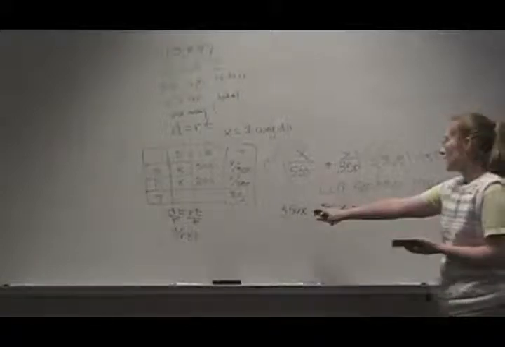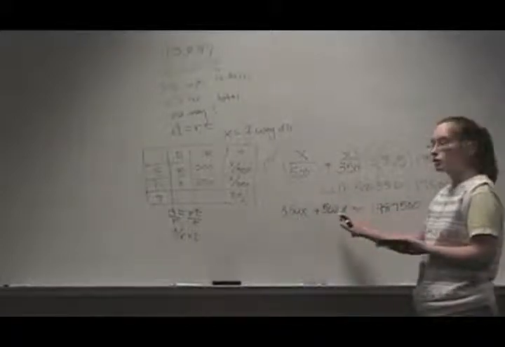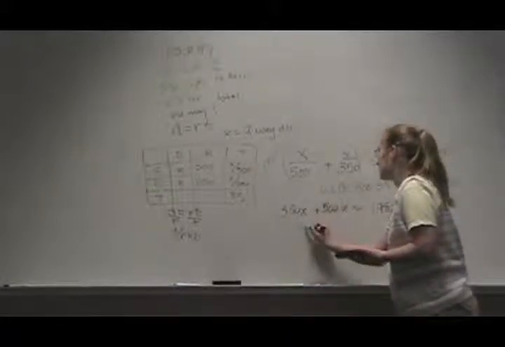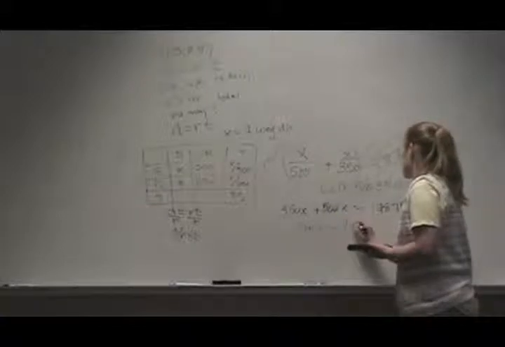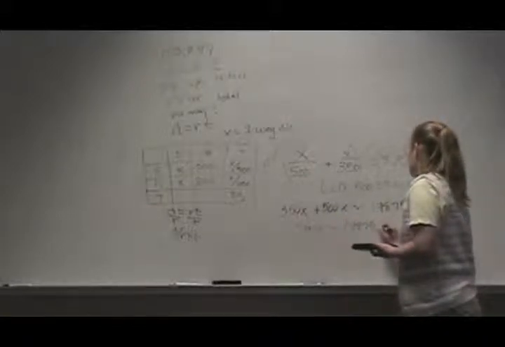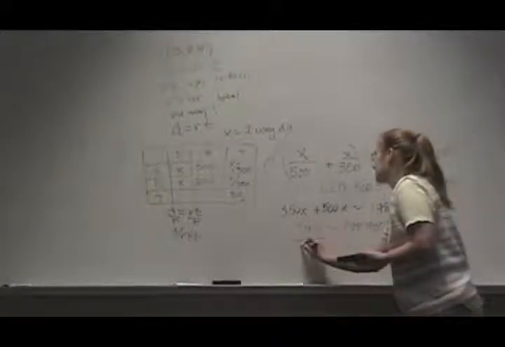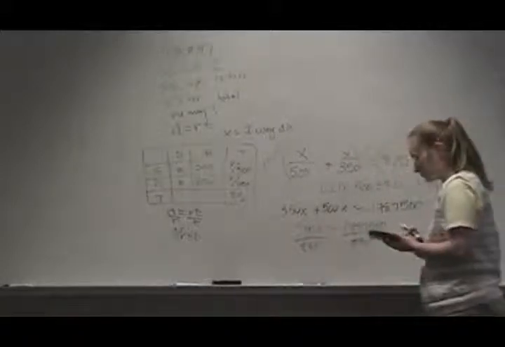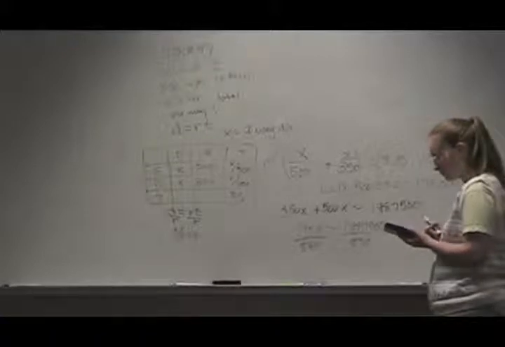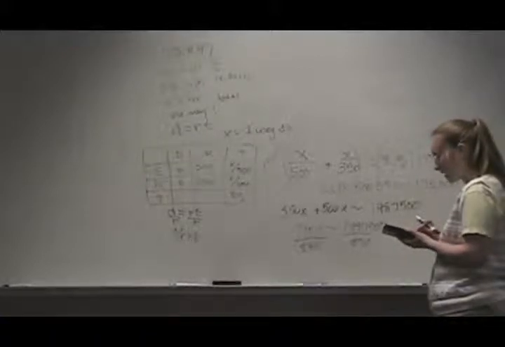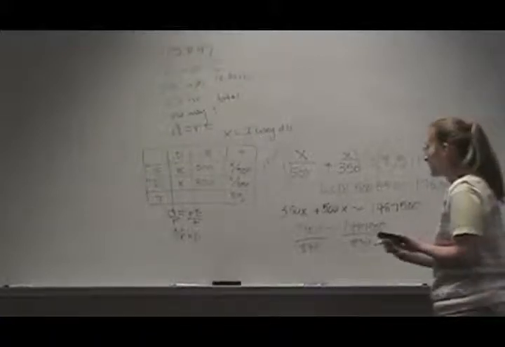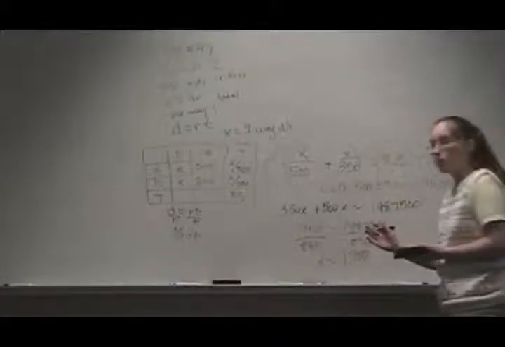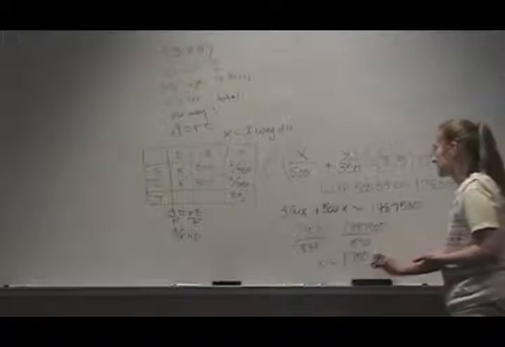Now, here I've got like terms, they're both x, so I can add them. Then I've got 850x equals my big number. Now I want the x alone, so I divide both sides by 850. It helps if I divide, not multiply. Okay, so that means x equals 1,750. What is this? This is miles, right?